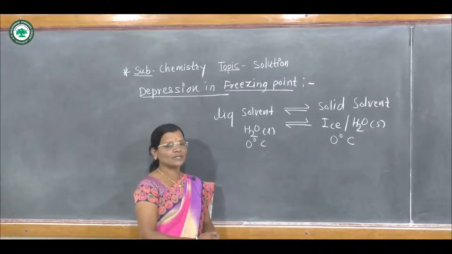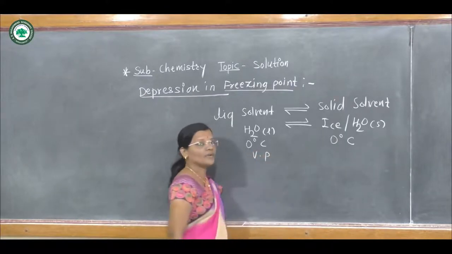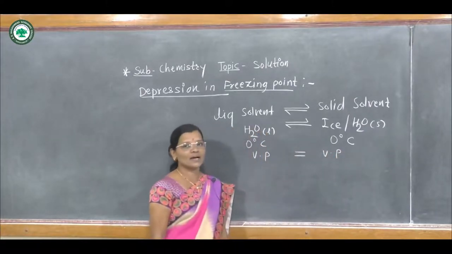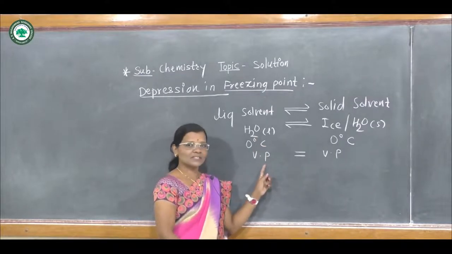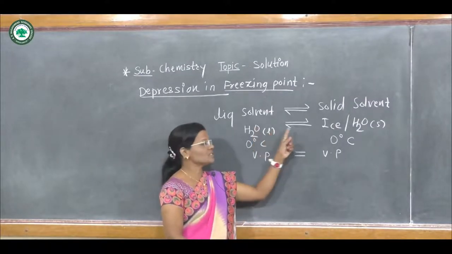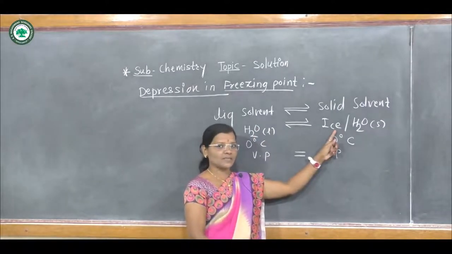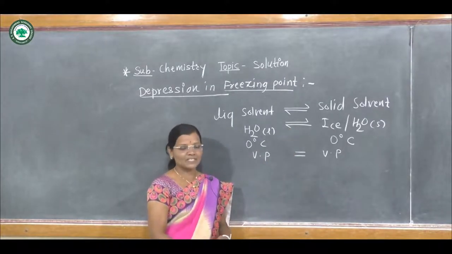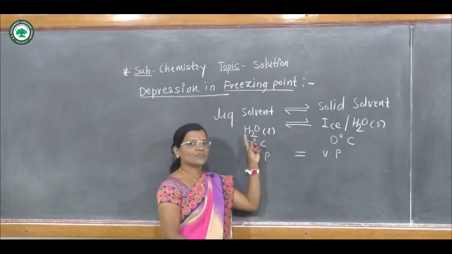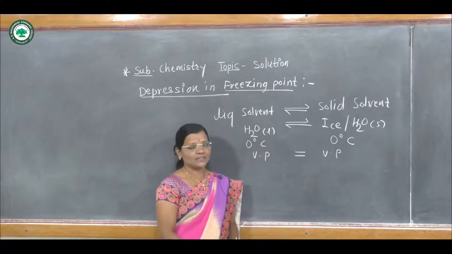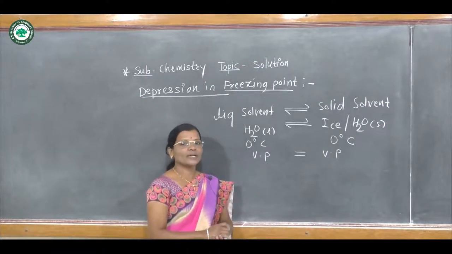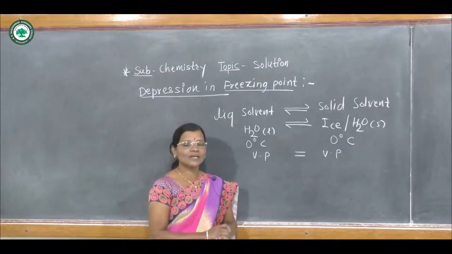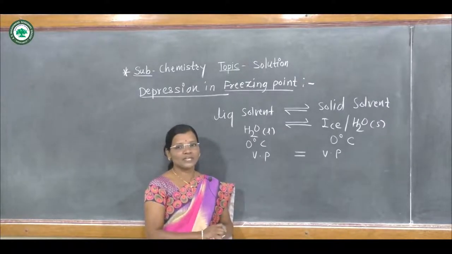But one thing is very important here: the vapor pressure of the liquid water is exactly equal to the vapor pressure of the solid water, that is ice. When the vapor pressure becomes equal, only then equilibrium formation takes place, and at equilibrium both exist, liquid water as well as solid ice. So the temperature at which the solid solvent and the liquid solvent are in equilibrium, with equal vapor pressure, is called the depression in freezing point.